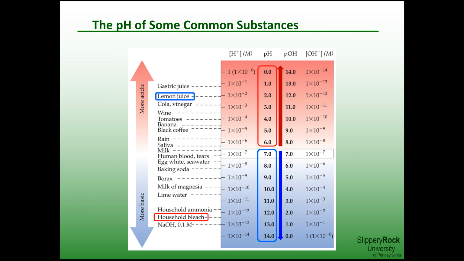On the other hand, household bleach has a pH of around 12, making it strongly basic. At this high pH, the concentration of hydroxide ions is much greater than that of hydrogen ions.